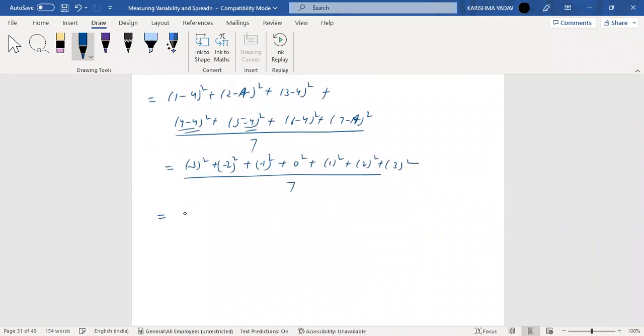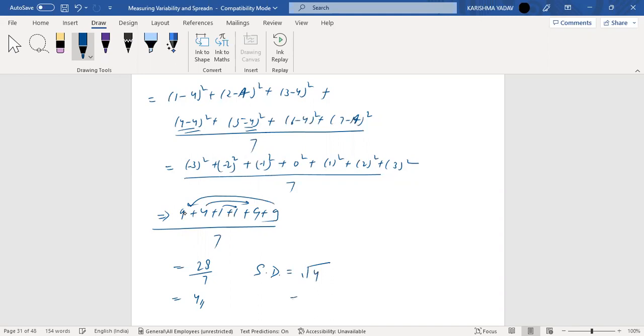Now let's calculate it. That is 3 3s are 9, 9 plus 4 plus 1 plus 0 plus 1 plus 4 plus 9 divided by 7. What will be the sum of all these? That is 28 divided by 7. So we got variance equal to 4. Now if you want to take out the standard deviation, that is the square root of the variance. So we got standard deviation as 2.